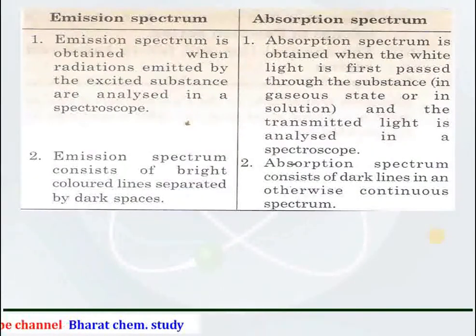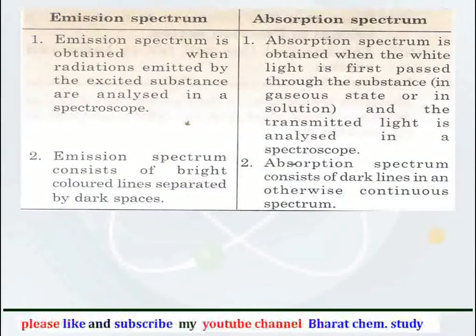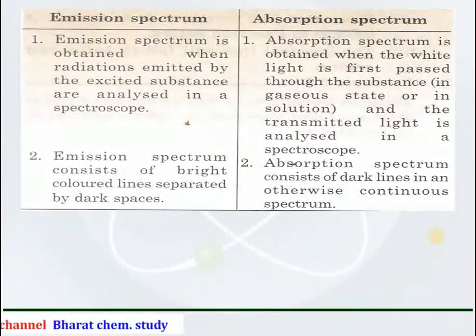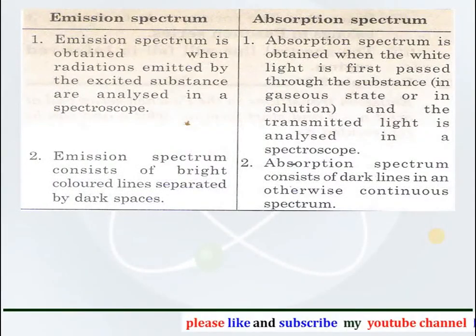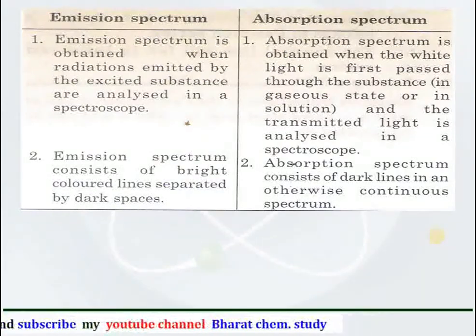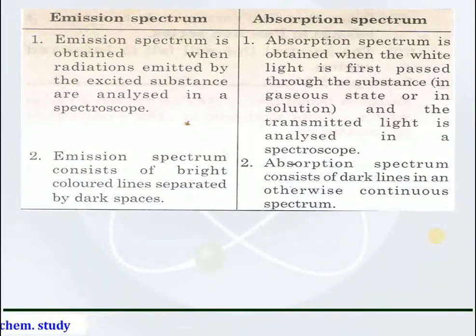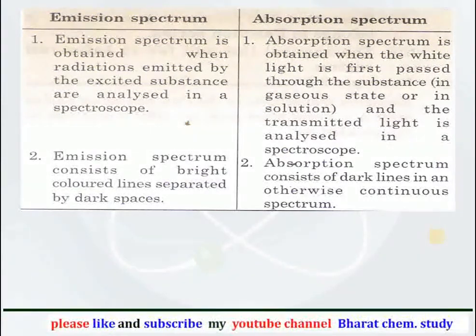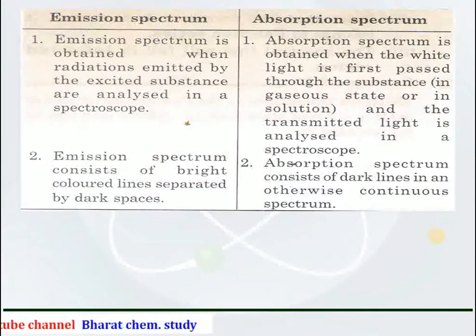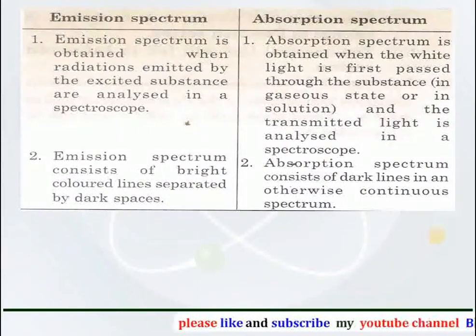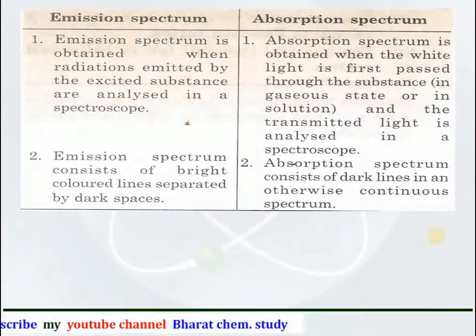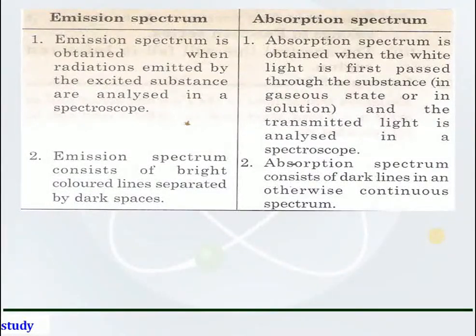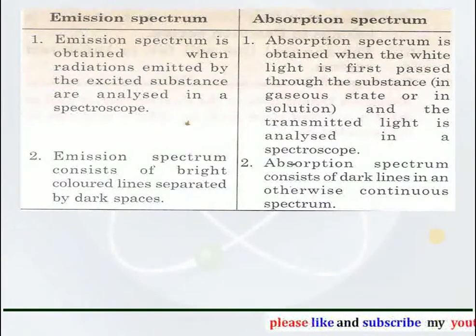Now, the difference between emission spectrum and absorption spectrum. An emission spectrum is obtained when radiations emitted by an excited substance are analyzed in a spectroscope, whereas an absorption spectrum is obtained when white light is passed through a substance in gaseous state or in solution form and the transmitted light is analyzed in a spectroscope. An emission spectrum consists of bright colored lines separated by dark lines, whereas an absorption spectrum consists of dark lines in an otherwise continuous spectrum.